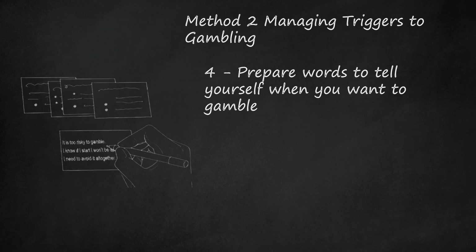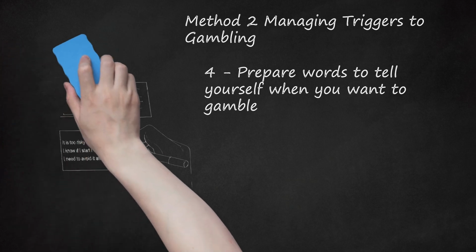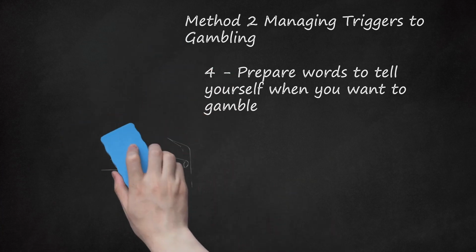Explore different ideas of things to tell yourself and pick the ones that work best for you. You can write them down on index cards if you are likely to forget them. Then you can take them out and read them out loud when you have the urge to gamble.